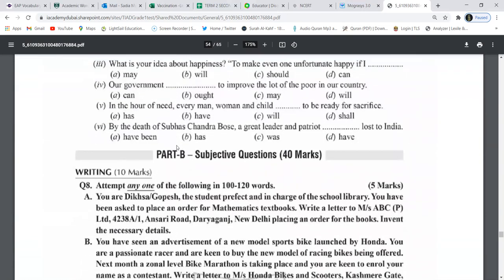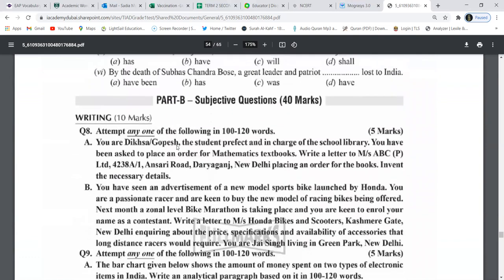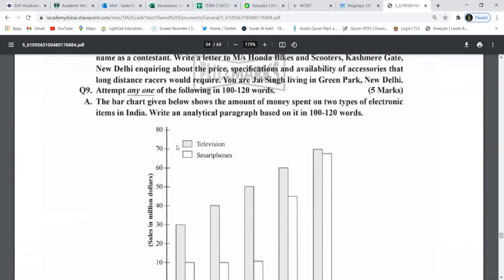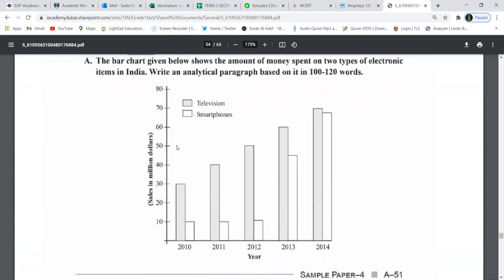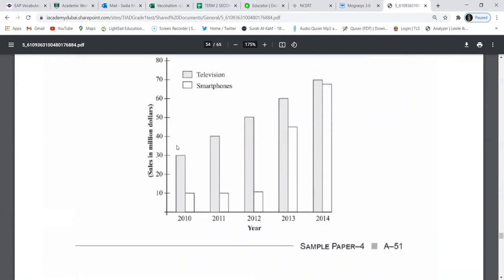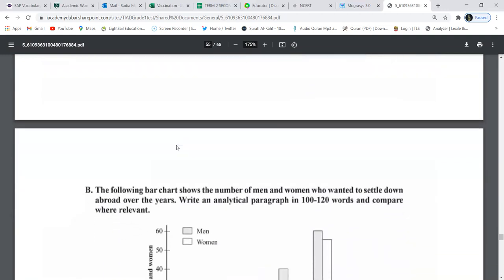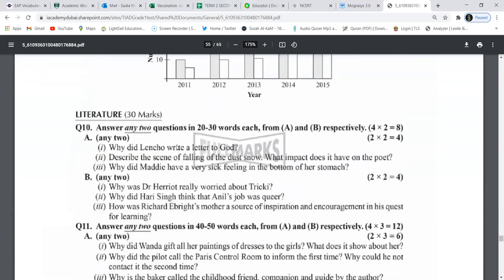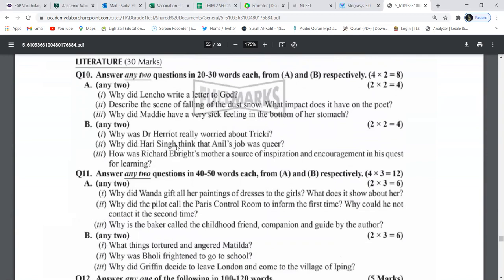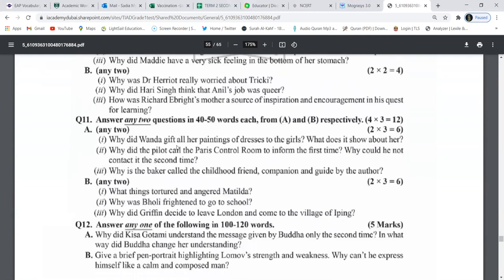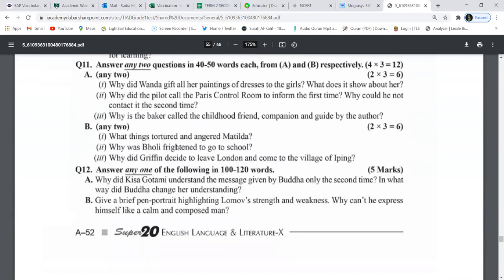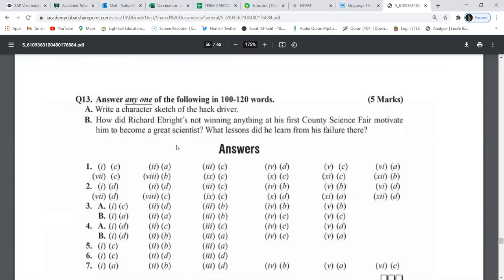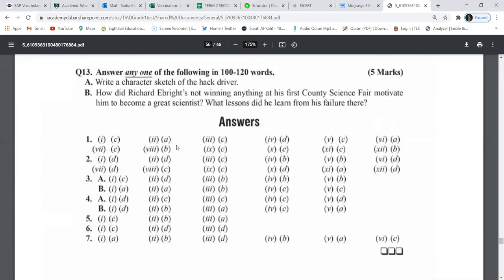Pause the video and read. Writing section. Have a look at the visual. Have a look at the visual. Pause the video. Let's proceed. One more question to go, and the answers. Check your answers. Pause the video and check your answers.